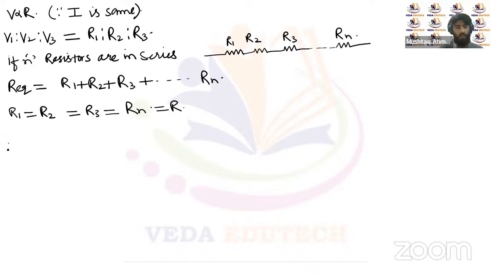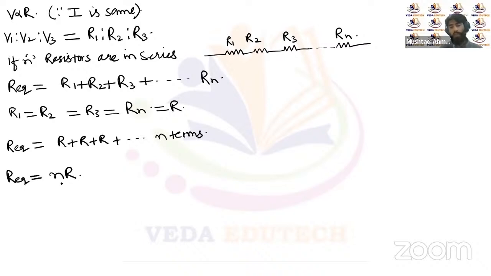And the R equivalent will be equal to R plus R up to n terms. So in such a case, the equivalent resistance will be equal to n times R. So this will be the R equivalent in that case.